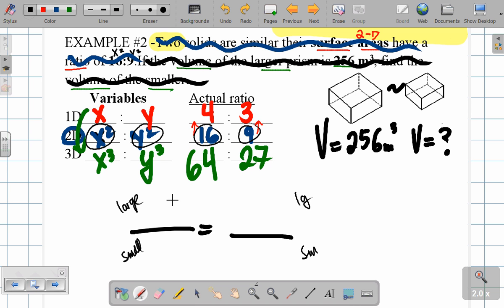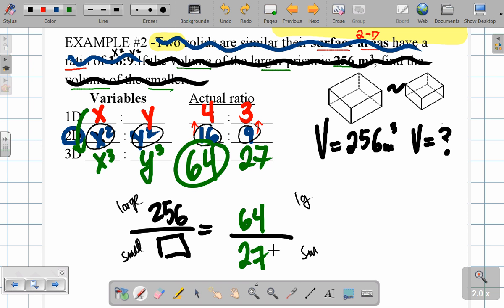Now, I'm going to do 256 over unknown. Therefore, I'm using my 3D volume. At this point, you may grab a calculator, cross multiply, solve. You got 30 seconds.